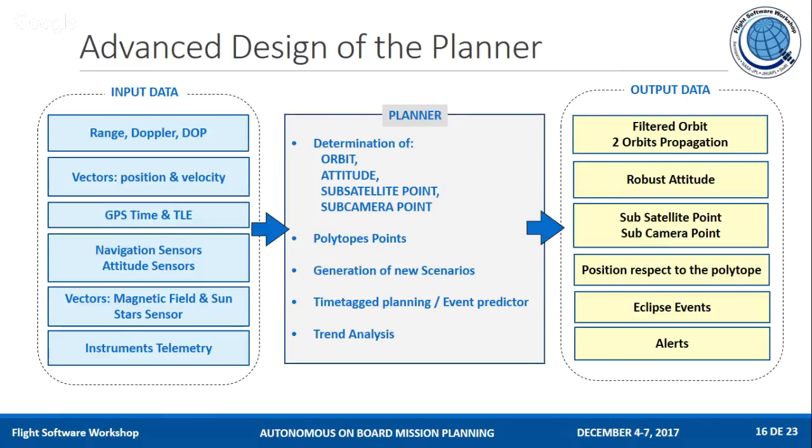The advanced design. This is related to the orbit part of the planner. The planner needs to process some information from the different sensors that the spacecraft has, and with extra information, we generate that output data that are the filtered orbit and other information that the planner will use to generate the sub-point and to do this event predictor and time target tables. Next slide, please.